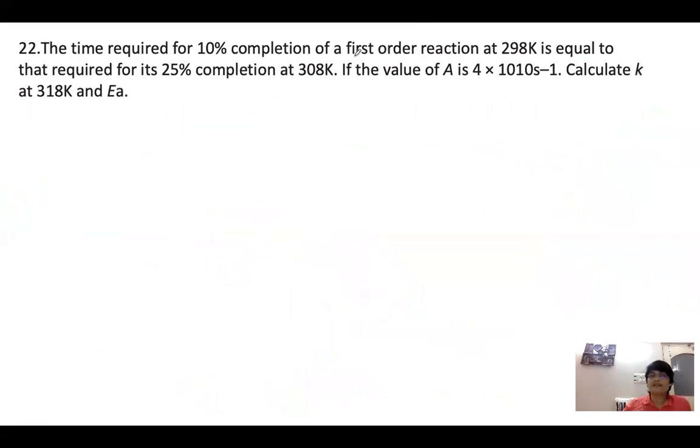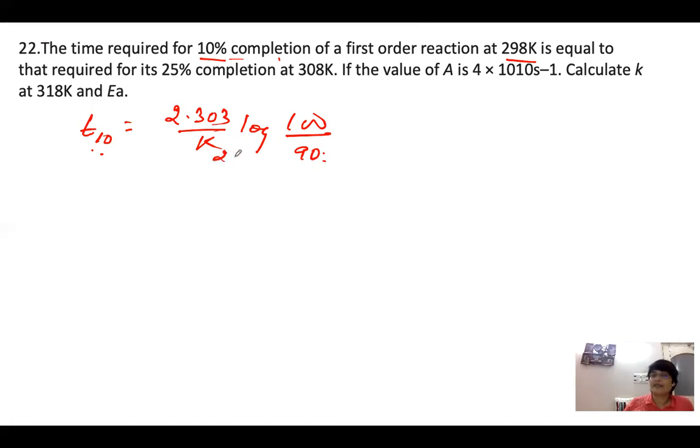Same thing here. This is a little lengthy. Time required for 10% completion of a first order reaction is given at 298. It's T10. This is a first order reaction. What's the meaning of T10 here? It is 2.303 by K log 100 upon 90, for 10% completion. This is taking place at 298 Kelvin, so K 298 you will write.